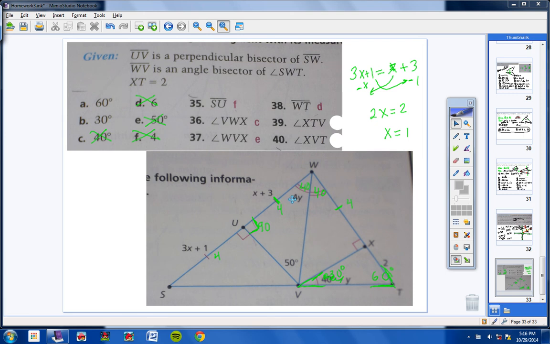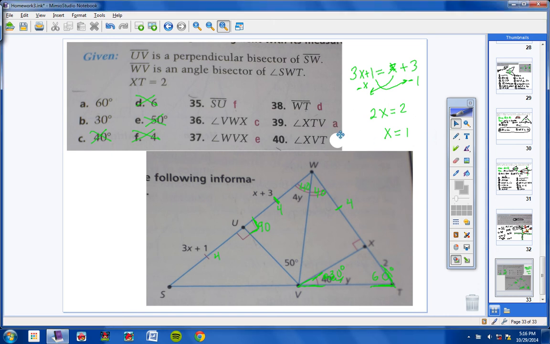Now, students, that's not the most geometrical way to do that, but it is the fastest way, and it's the most common sense way to do that. So this angle here would be 60, which is letter A, and this angle here would be 30, which is letter B.